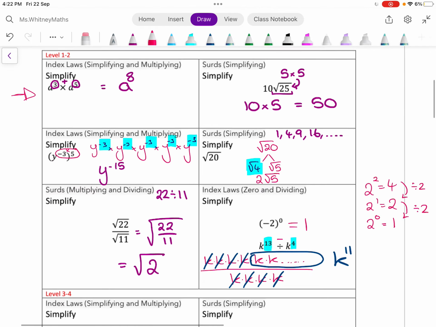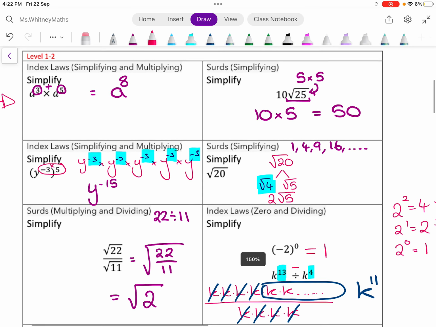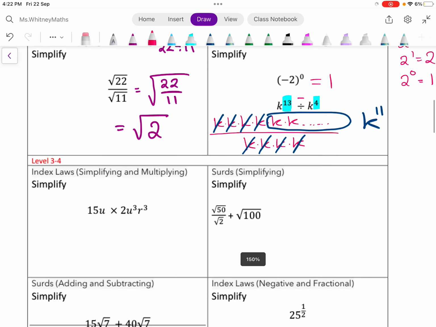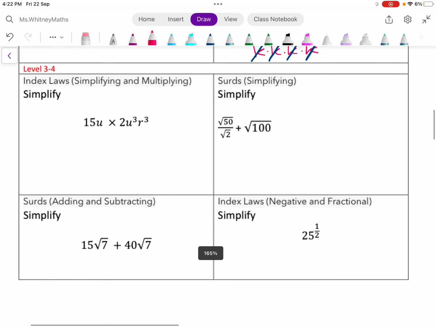Okay, so double check your answers here and see if there's any areas of strength and any areas of development. Okay, moving on to the next section. Feel free to pause the video and work through these and then use it as a reflection tool.